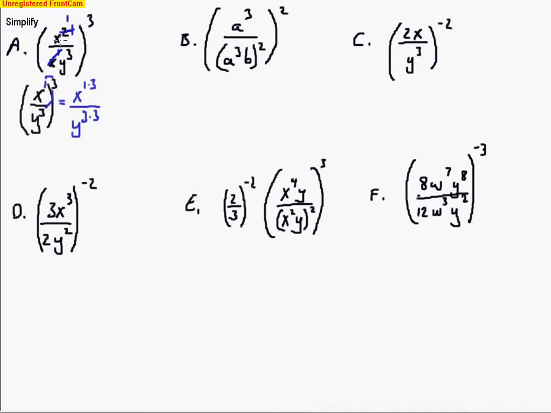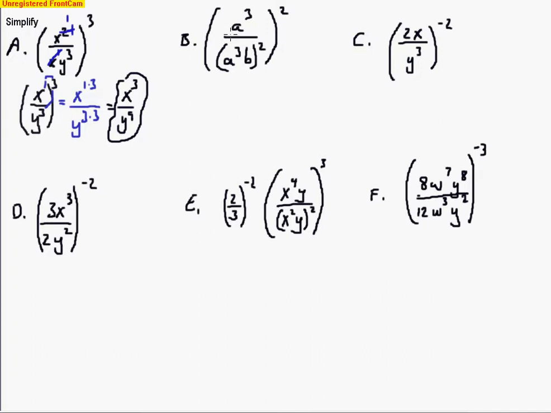Notice over here, I had to subtract the exponents when I've got common x's or common bases on the top and bottom of the fraction. So our final answer for letter A here would be x to the third all over y to the 9th power. Well, let's take a look at another one here.